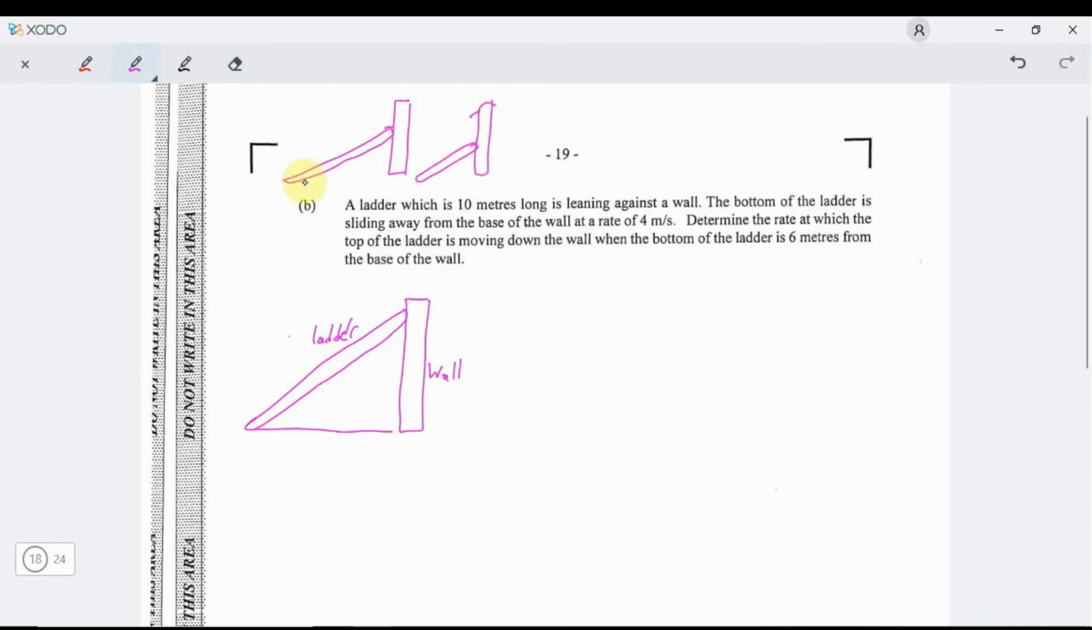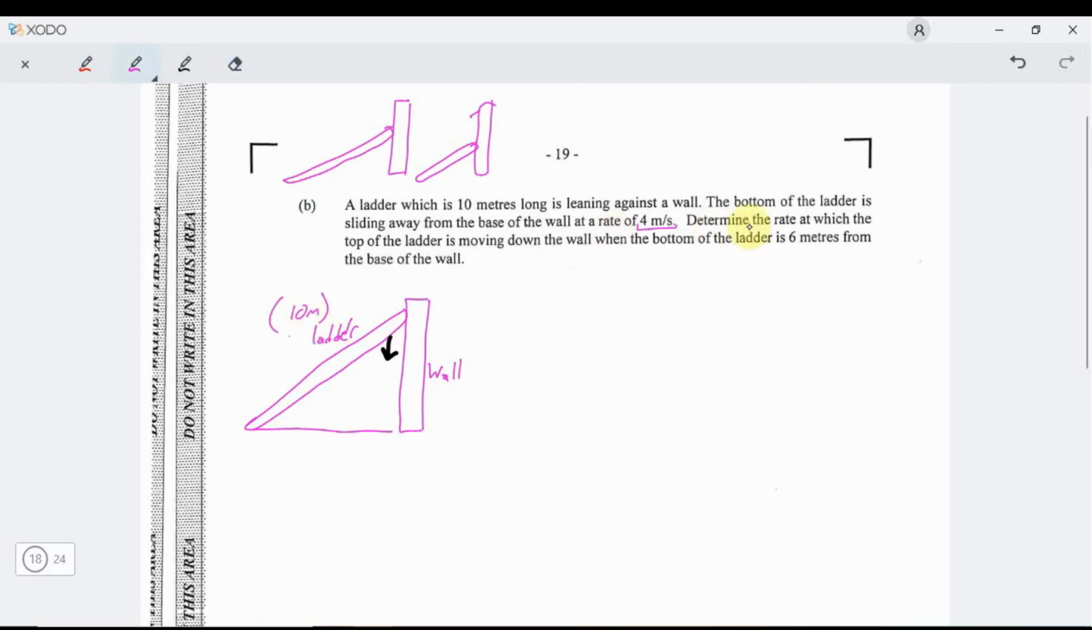And it's sliding away. At the bottom, it's sliding away at a rate of 4 meters per second. Then it says determine the rate at which the top of the ladder is moving down. So we need the rate at which the top of the ladder is moving down. First thing is the ladder is 10 meters. The ladder is 10 meters.